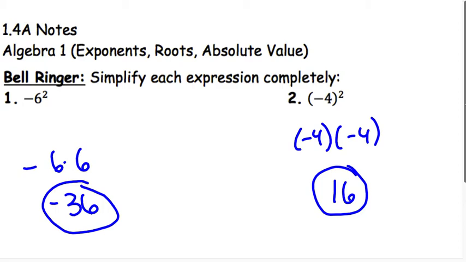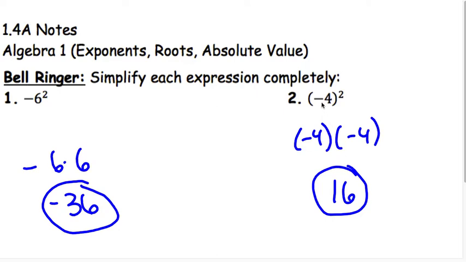So first of all, starting off with our bell ringer here, we have two problems that are very common mistakes where students will mess up a negative sign. So if you look at this first one here, negative 6 squared just means that the 6 is squared and the negative is not. So the negative comes down. We have 6 times 6, which is negative 36.